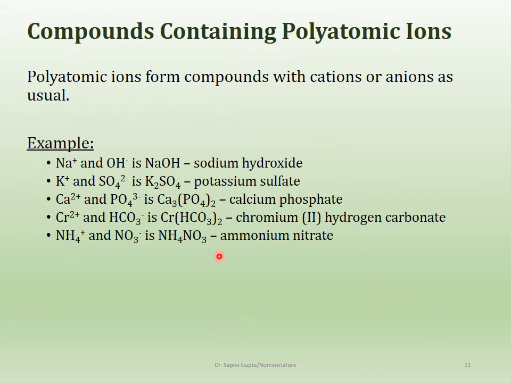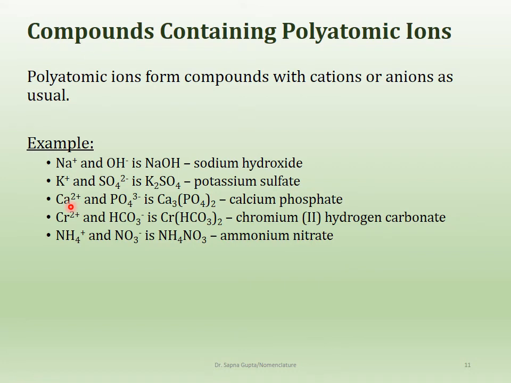So here are some examples for you. Sodium and hydroxide is sodium hydroxide. Potassium and sulfate is potassium sulfate. Again, do the crisscross. Just do the crisscross. So K goes down there, and the one positive goes down to the sulfate, and the 2 minus of the sulfate goes down to the potassium. So that's K2SO4. Calcium and phosphate. So now this one will be 3 down for calcium and 2 down for phosphate. So it will be Ca3(PO4)2, okay, calcium phosphate.